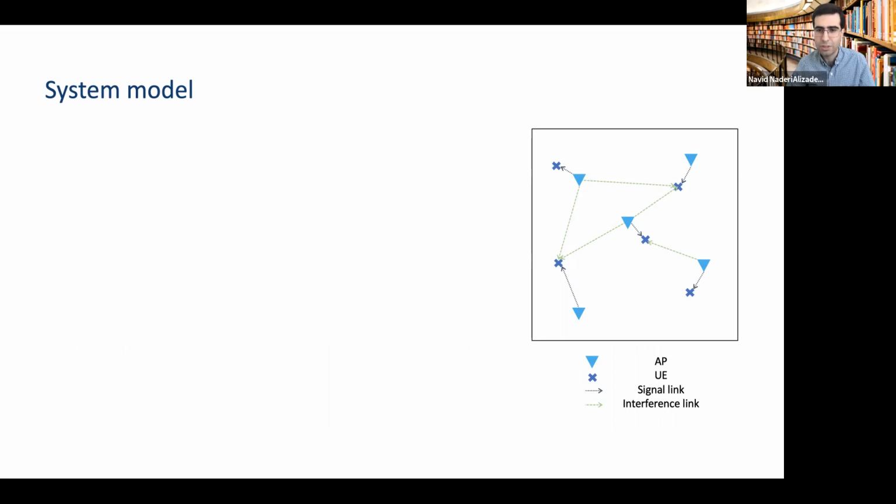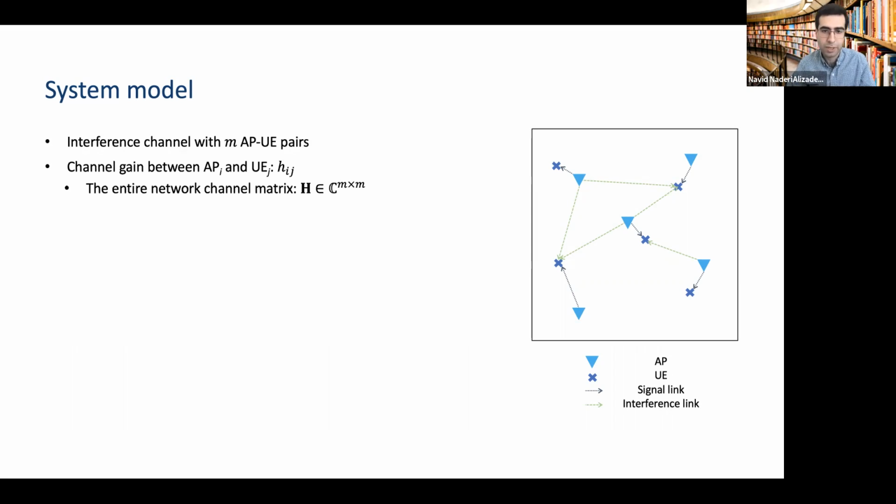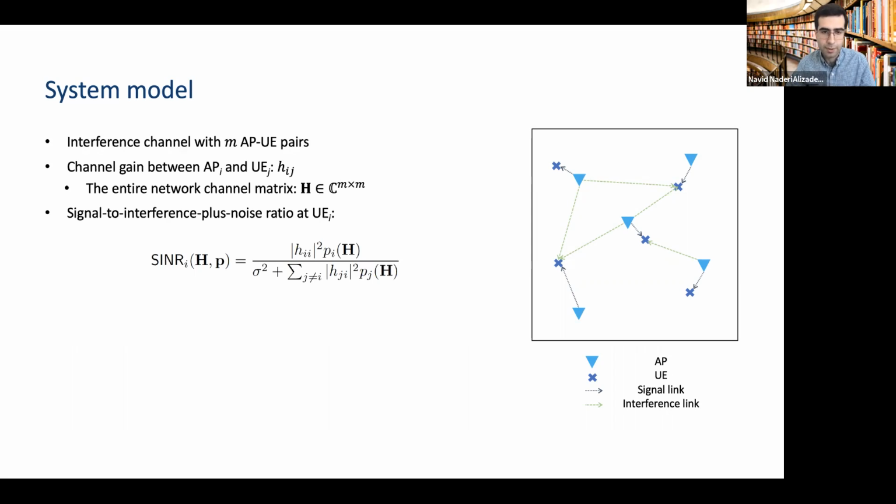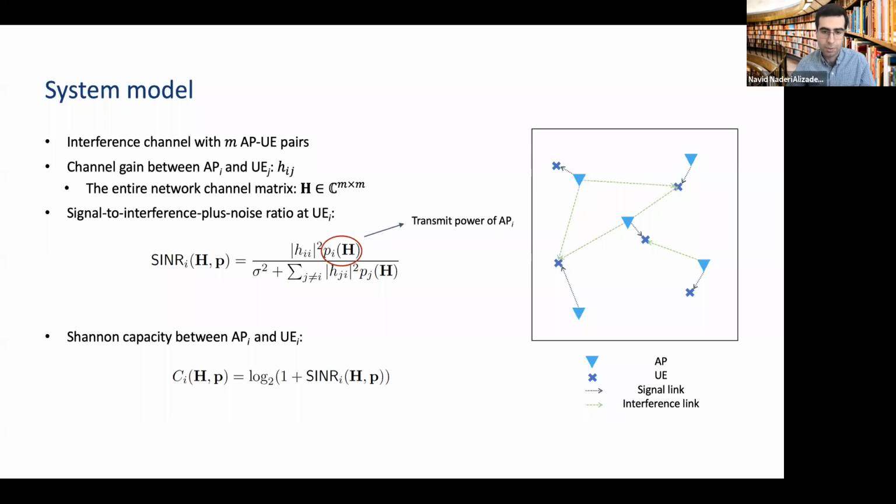So we go back to the single user case. We assume that we have small m AP-UE pairs, and we have, again, the notion of channel gains and the channel matrix H. And the SINR of each user i is going to be like this. I just want to highlight that the transmit power of access point i, which we denoted by p_i, is going to be a function of the channel matrix. And this is going to be the Shannon capacity, of course, log of 1 plus SINR, and that's going to depend on the channel gains across the network and the transmit power levels of each access point.